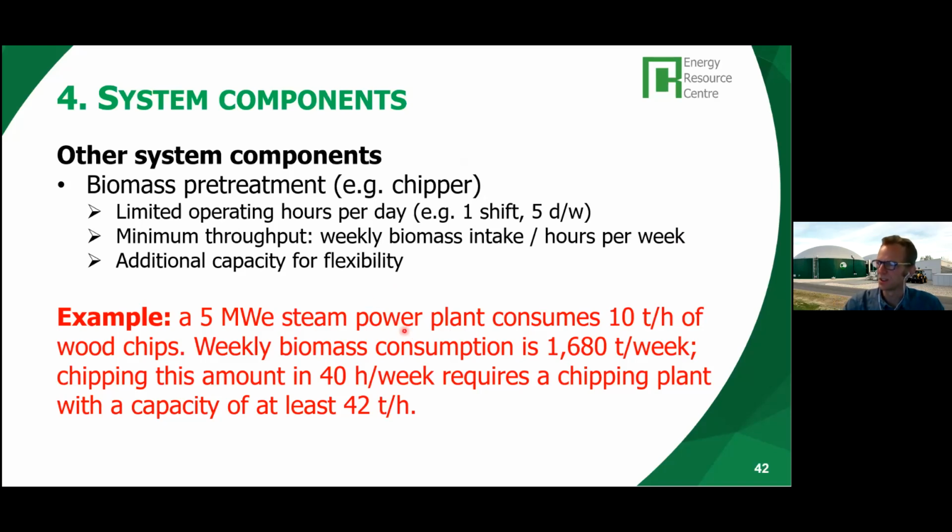A little example for steam power plants consuming say roughly 1,700 tons per week of wood chips. Now, if you have a wood chipper running for 5 days per week for one shift, so say roughly 40 hours per week, then the minimum capacity of the plant would be 42 tons per hour.